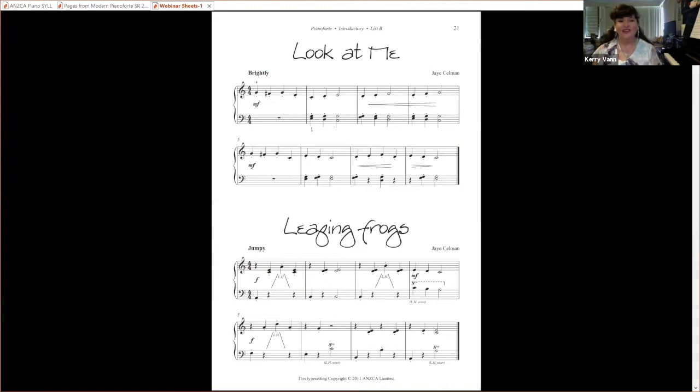There it is. So can everyone see that the right hand is static and the left hand is going over and back 3 times in this piece? The children love playing this piece.